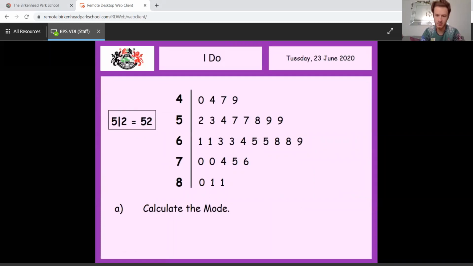Calculate the mode. Now I told you what the mode was at the start, so I would like you to do that for me now and I'll have the answer when you're ready.